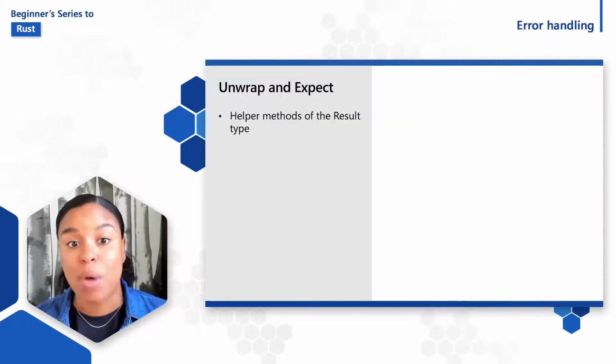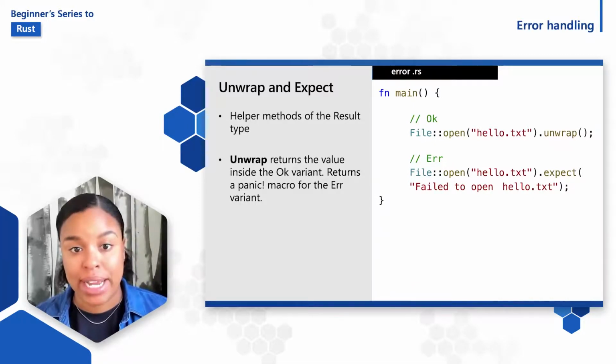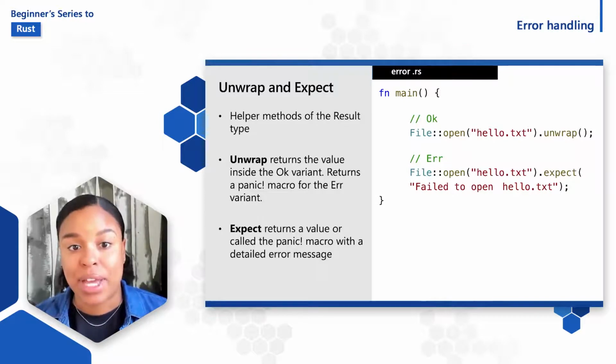The Result type also has the unwrap and expect helper methods. If the Result value is the Ok variant, the unwrap method will return the value inside Ok. If the Result is the Err variant, unwrap will call the panic macro for us. The expect method is used in a similar way as unwrap, where it either returns a value or calls the panic macro. When it calls the panic macro, it allows us to also write a detailed error message.